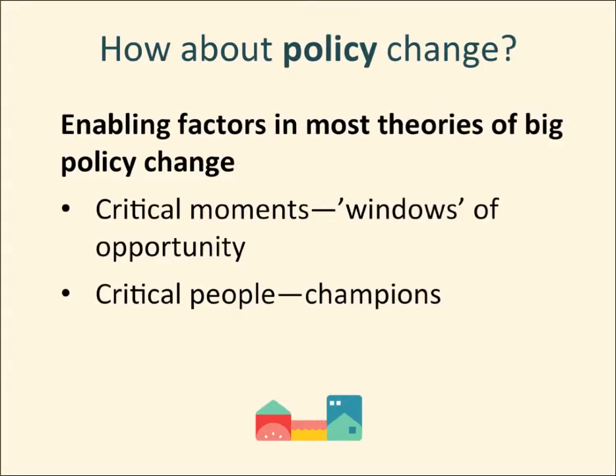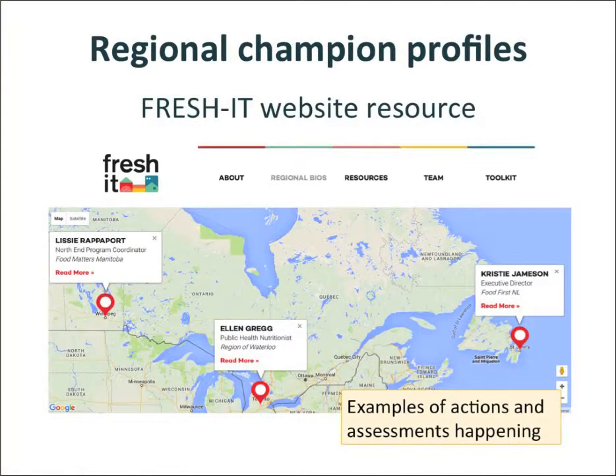So I'm going to just go to the next page. What the policy readiness tool talks about is that there are a couple of enabling factors that can really help you get policy change started in your community. Most of the theories around this talk about critical moments, such as windows of opportunity, or really critical people.